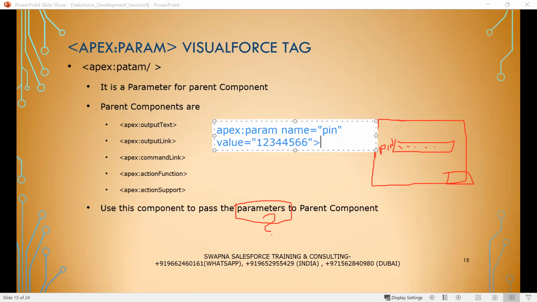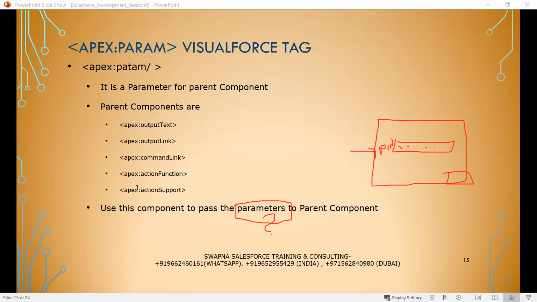You will pass it to either Apex text, or to output link, or to command link, or to action function, wherever you are using it to open this system, to unlock something. Unless you pass the parameter, it will not work. The function does not work. It's similar to having a function here. The logic has been written here, but in order to execute this function, you need a certain parameter. You have to pass that parameter, then only this function works. You have to give a PIN number here, then only your system will open.